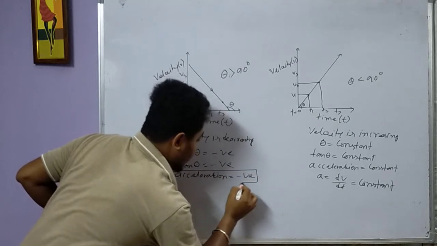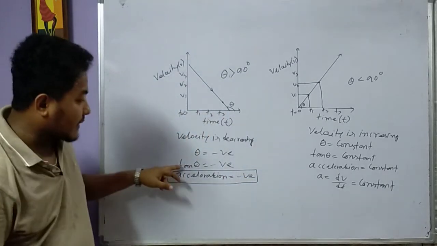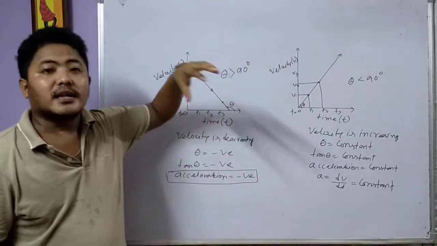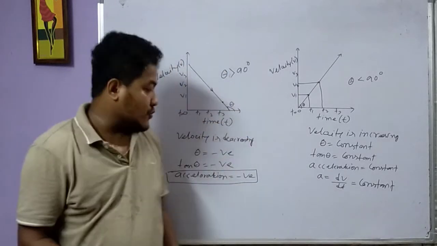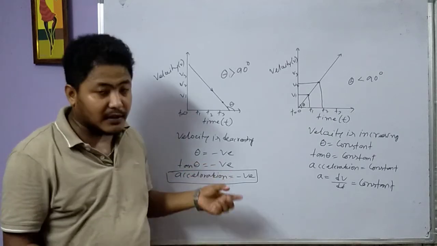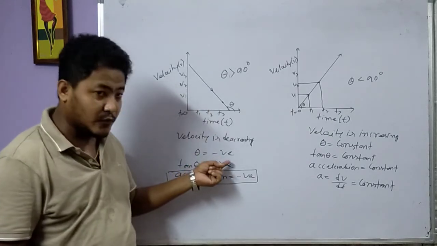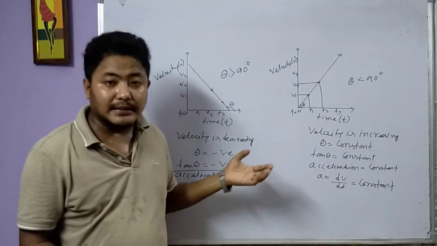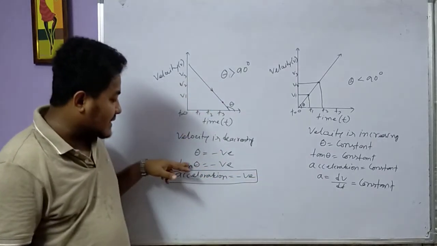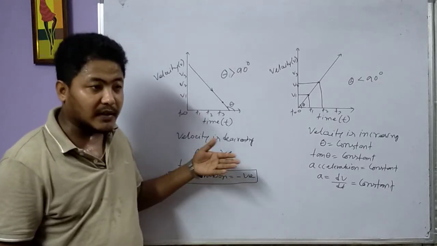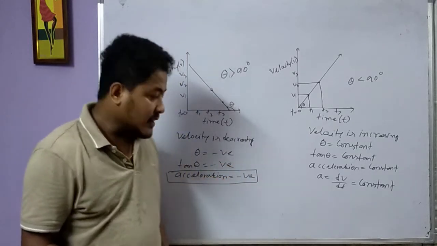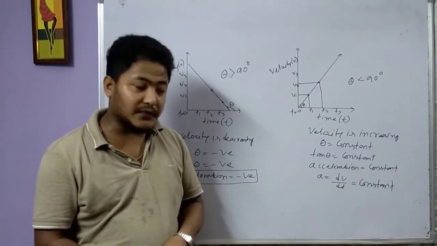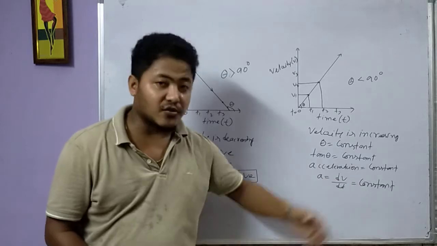So in this case, there will be retardation. Why is tan theta negative? Because this theta is going to be greater than 90 degrees. Once theta is greater than 90 degrees, tan theta is obviously negative. So once tan theta is negative, acceleration is also going to be negative. But in this case, acceleration is constant.